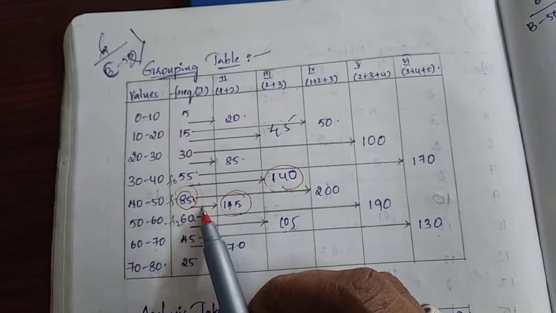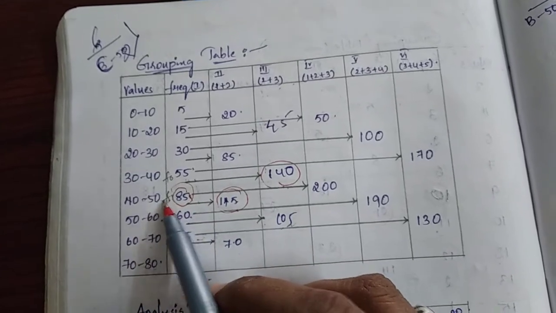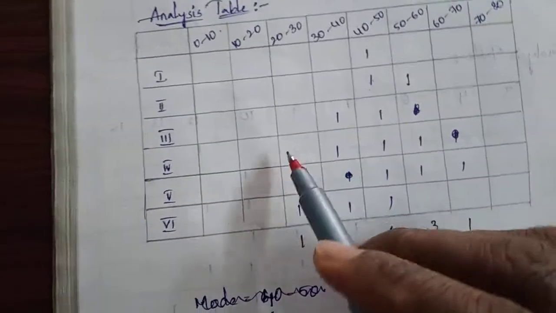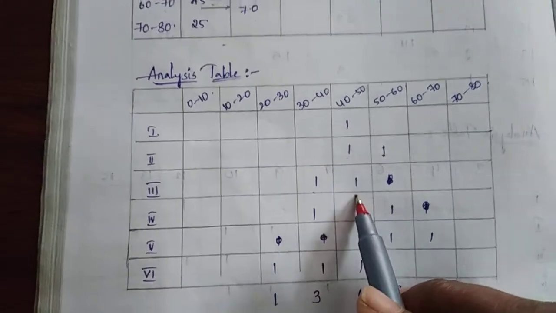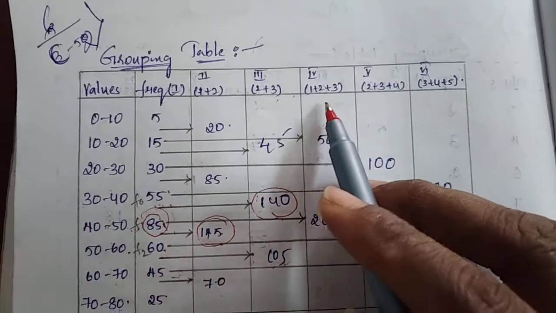30 to 40. And 85, where does it lie? 40 to 50. Means where we have to mark it here now in the third column: 30 to 40, 40 to 50. Clear? Next, going to the fourth column.